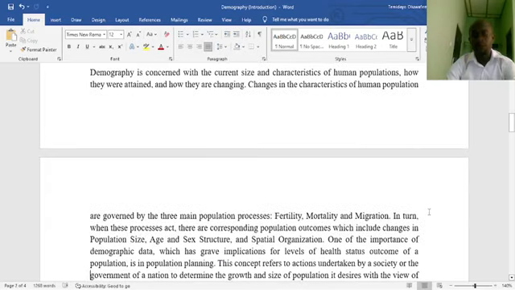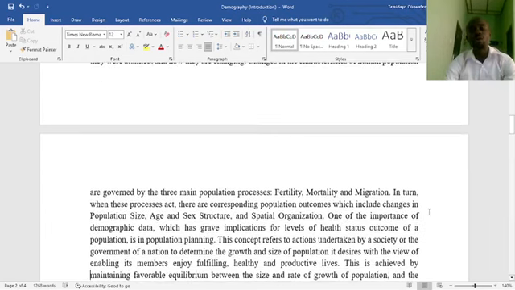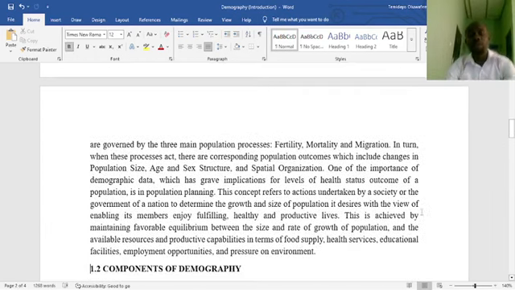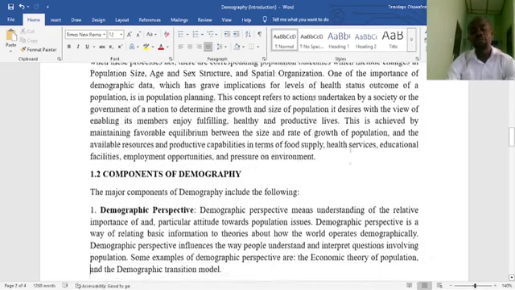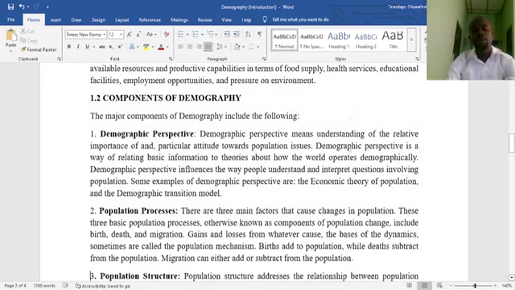Now, demography is concerned with the current size and characteristics of human population, and how they change, and what causes their change. Principally, the causes of change are birth, death, and the movement of the population. All these are the basic things that cause changes in a population.